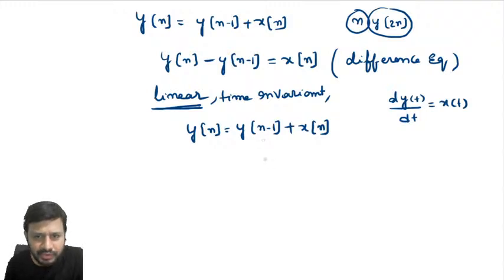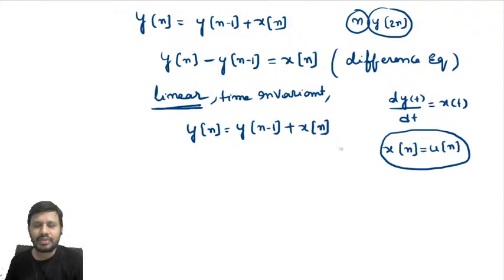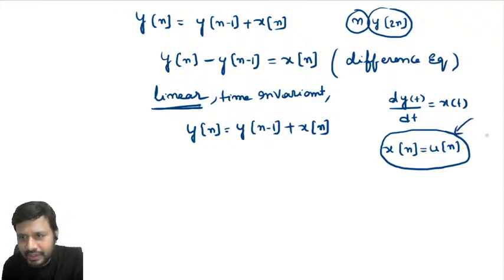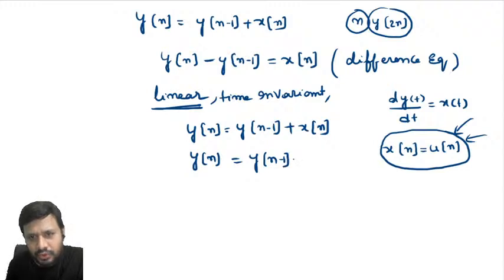Apply a bounded input to the system. From yesterday's discussion, we know that x of n is equal to u of n, the discrete time unit step, is a bounded signal. Bounded signal means the magnitude of that signal at any time instant must be a finite value. Apply and observe what happens. So y of n is equal to y of n minus 1 plus u of n; in place of x of n, apply u of n. Now I applied the bounded input, but what is my output? I must observe the output, no?